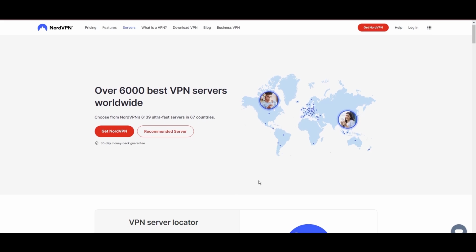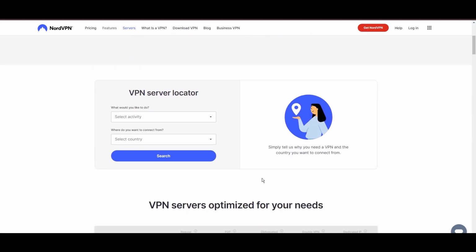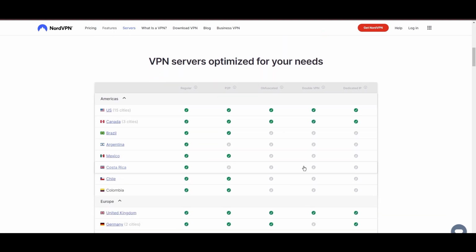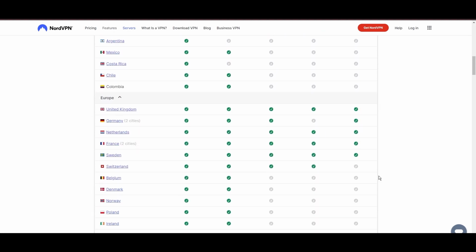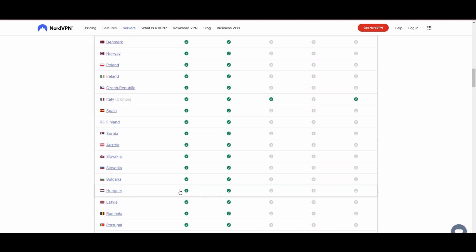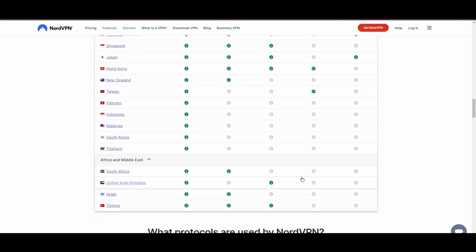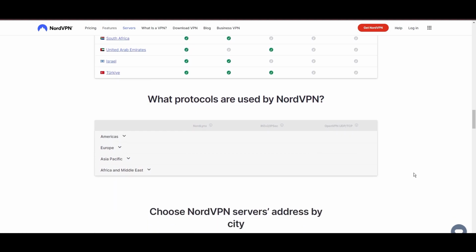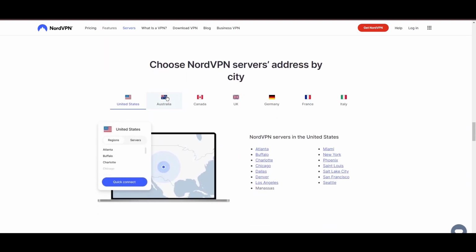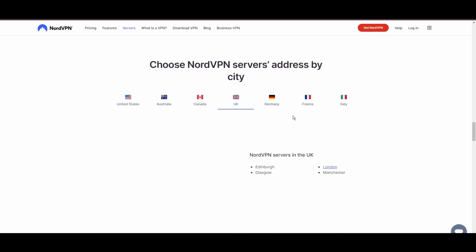Leading our selection is the highly acclaimed NordVPN, a top choice for users of Firefox around the globe. Hailing from Panama, NordVPN offers an expansive network of over 6,000 servers across 61 countries, ensuring you can effortlessly connect to Firefox from virtually anywhere, eliminating concerns over slow speeds or buffering.